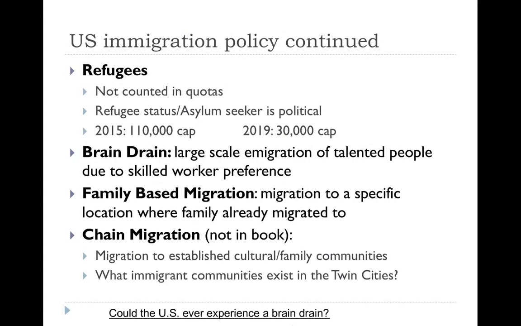Same thing with Minneapolis. Minneapolis has the largest population of Somali people outside of the city of Mogadishu. A lot of people, again, that chain migration, that family-based migration, where some people came here to begin with and others followed because of the cultural basis of people who were Somali.